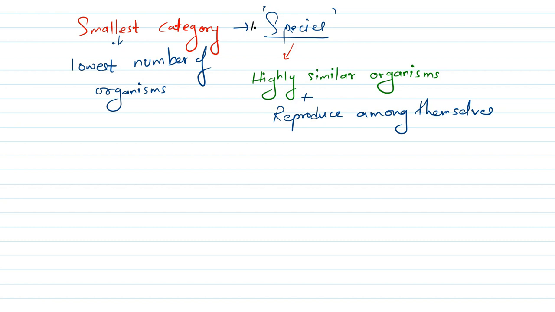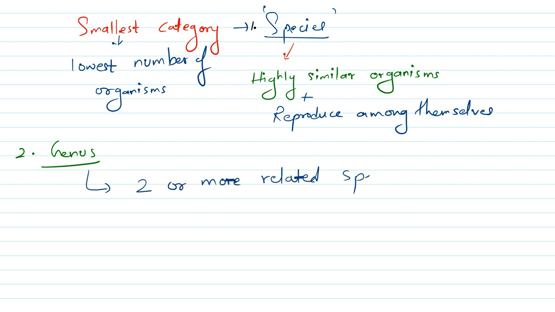Now what is the second, next category? So the next category, above species, is genus. So what is genus? Genus, dear students, will be two or more related species will be placed under a common genus. Okay, two or more related species are placed under a common genus.